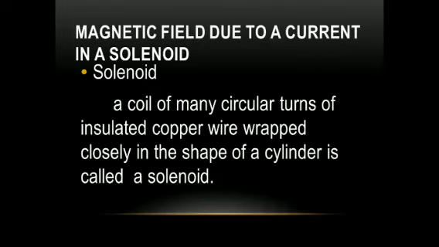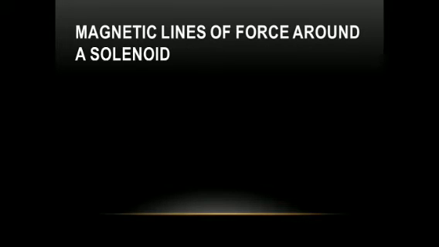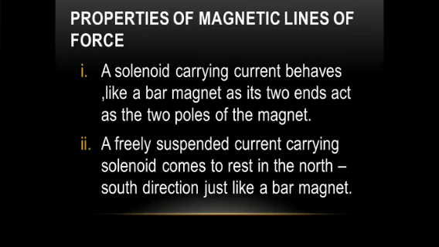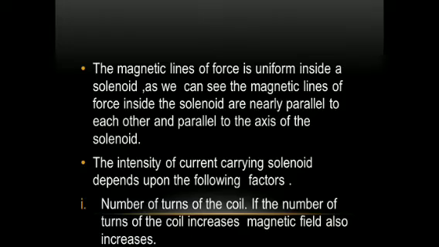Magnetic field due to a current in a solenoid. A coil of many circular turns of insulated copper wire wrapped closely in the shape of a cylinder is called a solenoid. Properties of magnetic lines of force. A solenoid carrying current behaves like a bar magnet, as its two ends act as the two poles of the magnet. A freely suspended current carrying solenoid comes to rest in north-south direction.